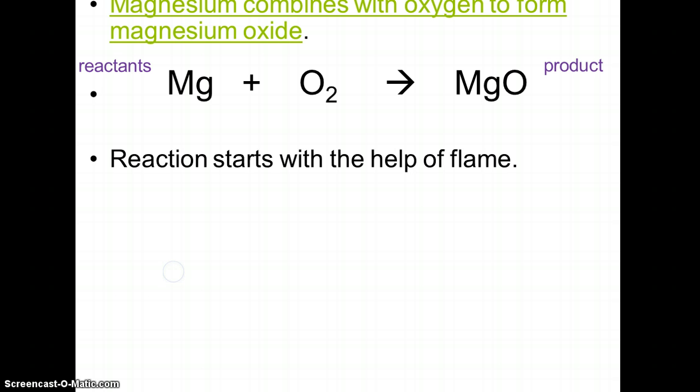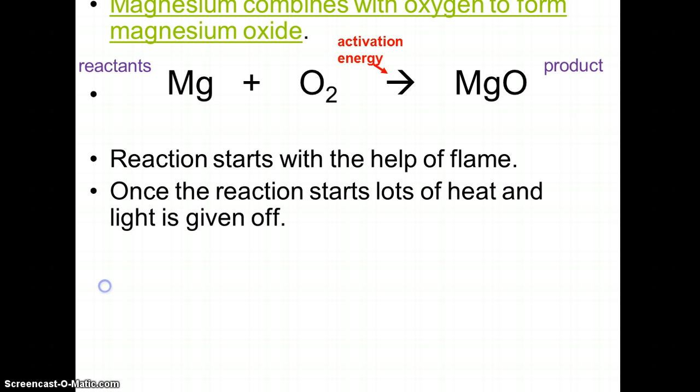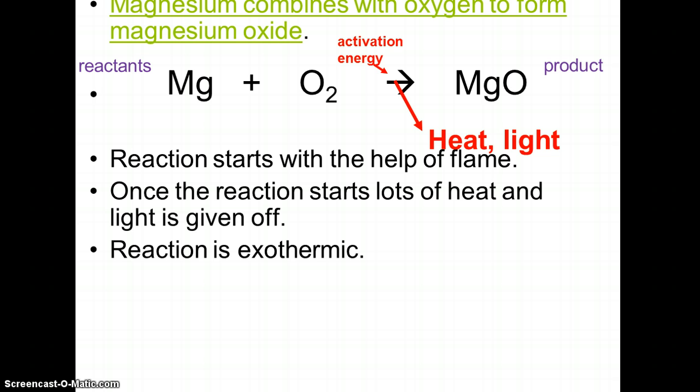This chemical reaction will occur with the help of a small amount of heat from the matchstick. This input energy to start the reaction is called an activation energy. Once the reaction starts, once the burning starts, it will produce a lot of heat and light. This is called an exothermic reaction because more energy is given off than the original input energy. The burning gives off lots of heat and light, a large amount of energy.